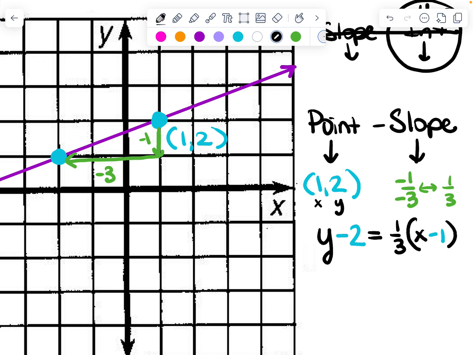The x is matched with the x. The y is paired with the y, and the slope is again still in front of the x as it always is. So the secret to writing point slope form is you need the point and you need a slope. The point goes with the x's and the y's, and the slope goes in front, in between the equal sign and the x if you want to be really specific. Okay? I hope that helps.